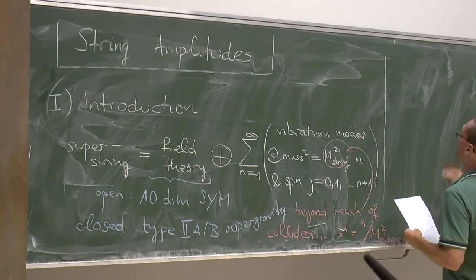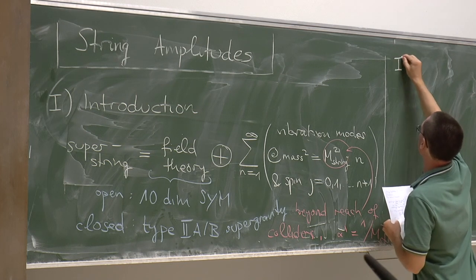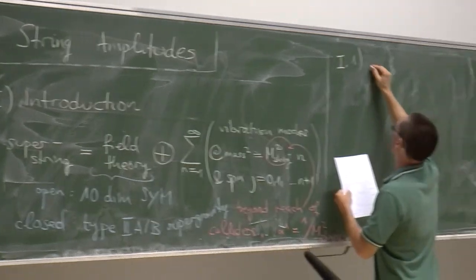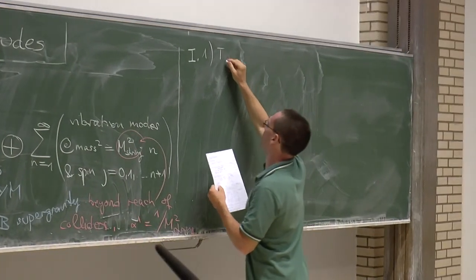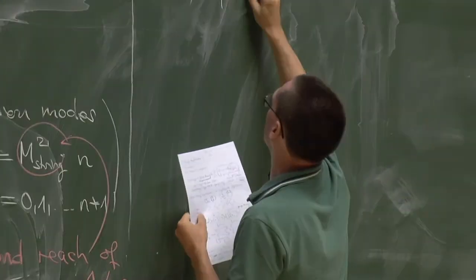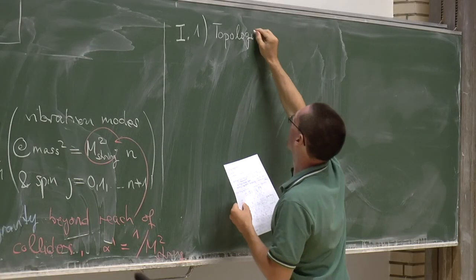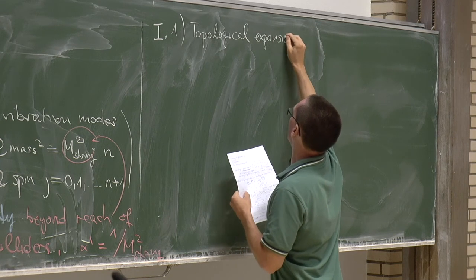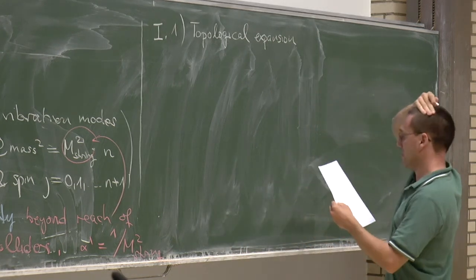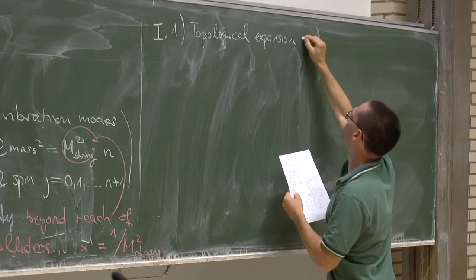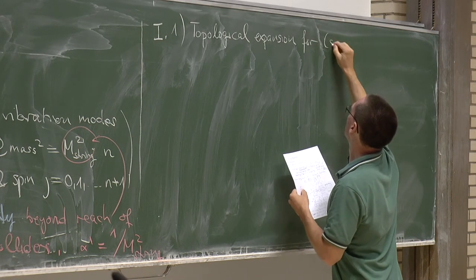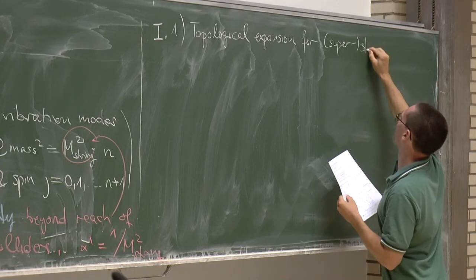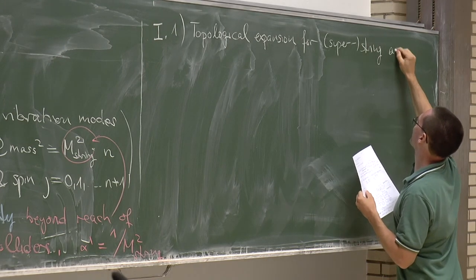But we will scatter strings, so let me give you a schematic idea of how string amplitudes can be organized. I'll start by stating the topological expansion, the stringy version of the loop orders in field theory. And that is something which is, of course, common for both superstrings and bosonic strings.